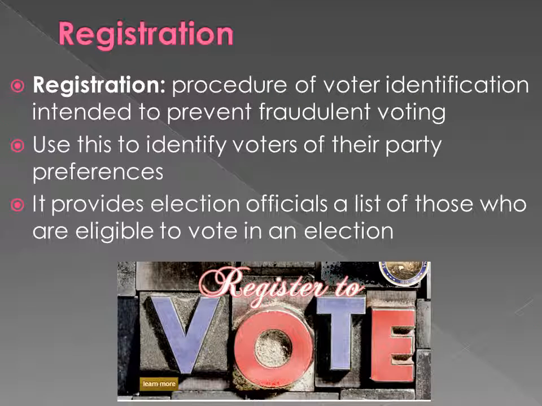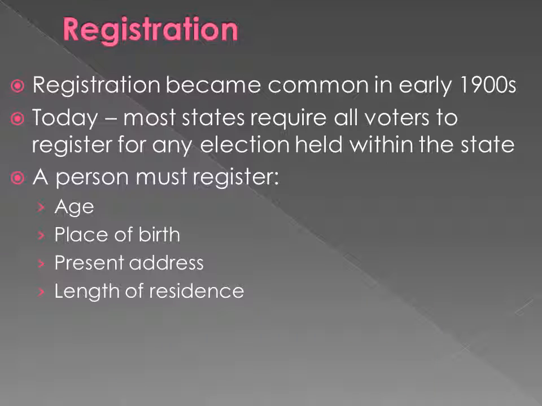Registration. To register to vote, registration is basically the procedure of voter identification intended to prevent fraudulent voting. This is to also identify voters' party preferences, because if it is a primary election, primaries are closed and you have to be part of that party to vote. So in the primary elections leading up to presidential elections, you have to be Republican to vote for your Republican candidates that you would like to see run for president, and the same thing for the Democrats. It also provides election officials a list of those who are eligible to vote in an election. So these are reasons as to why we have registration here in the United States.